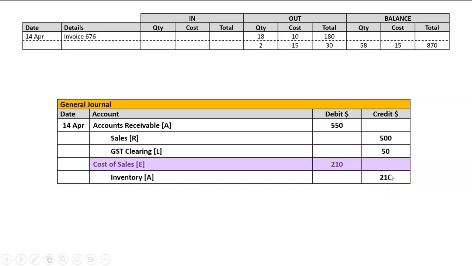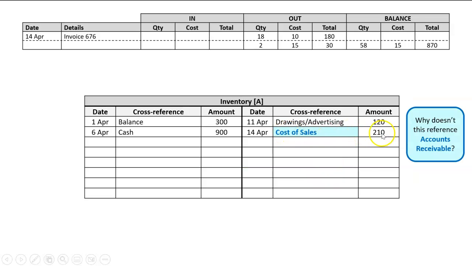So what we're actually doing is this entry here. We're going to inventory and doing a credit here. Where would I find the matching debit? I'd actually find it in cost of sales there. So that is why I'm going to write cost of sales 210 there. So don't get sucked into that one and writing accounts receivable there.